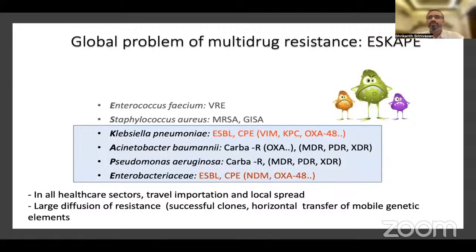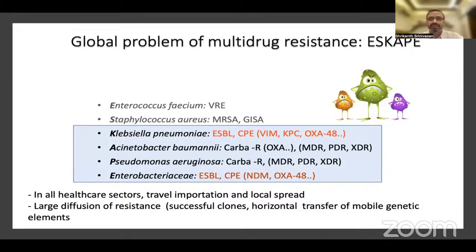And we have this global problem of MDR pathogens, which goes by the acronym of ESCAPE. These include our Enterobacteriaceae, Pseudomonas, Acinetobacter, and Klebsiella. And the mechanisms of resistance are numerous. We'll talk about them in the future slides. Along with that, we are also having a rise in Staph aureus, the MRSA and the GISA strain, and Enterococcus faecium, which could be the VRE strain.